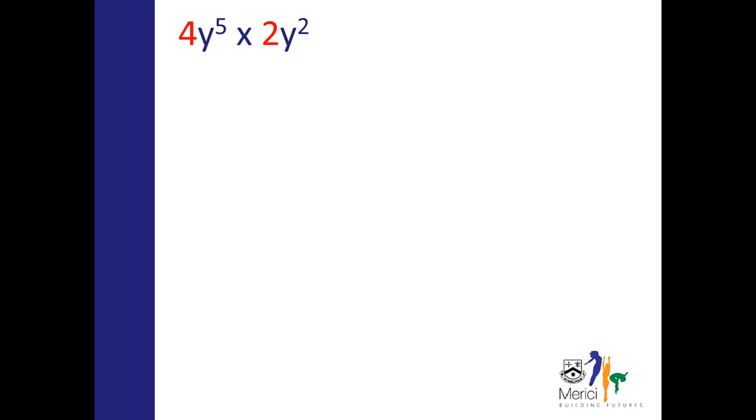Now, you can treat these separately. The coefficients, the red bits, think about that separately to the y's. What's the highest number that goes into 4 and 2? Well, we're going to end up with 2. So I'm going to write that down first. So that bit's easy.